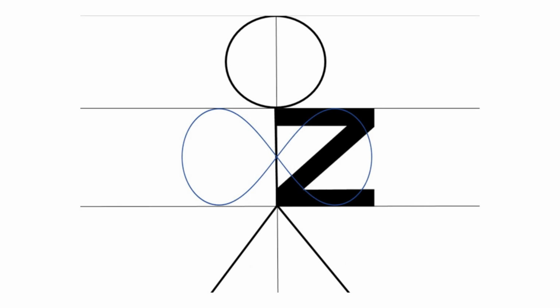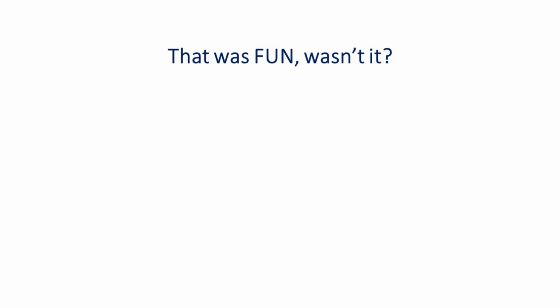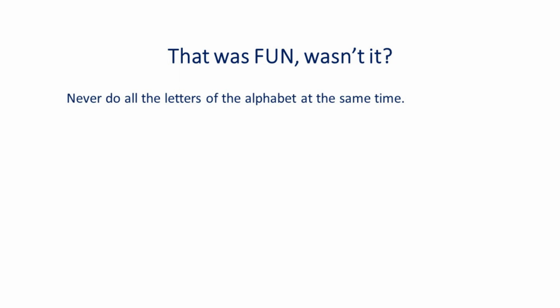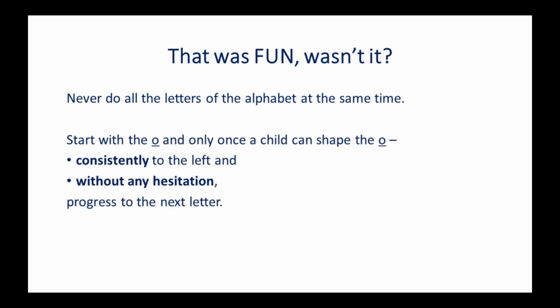That was fun, wasn't it? Never do all the letters of the alphabet at the same time. Start with the O for oxwagon, and only once a child can shape the O in oxwagon consistently to the left and without any hesitation, progress to the next letter. Have fun.